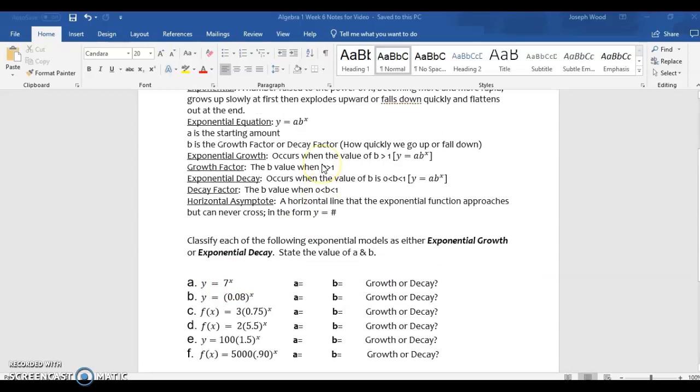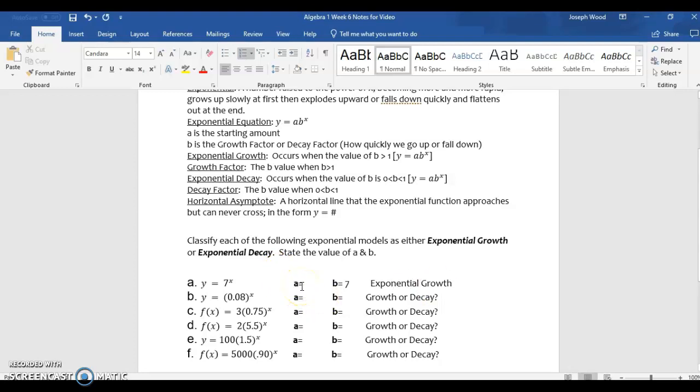Well, my B value is always the one that has the variable x as its power. And so what I know is that my B value is going to be 7. And because my B value is 7, which is greater than 1, I know that this is going to be exponential growth. And so the question then is, well, what is my A?